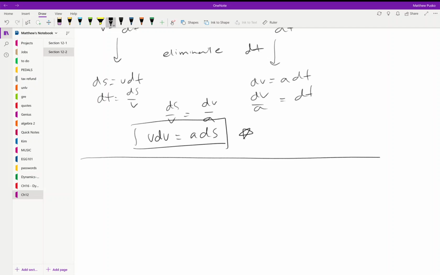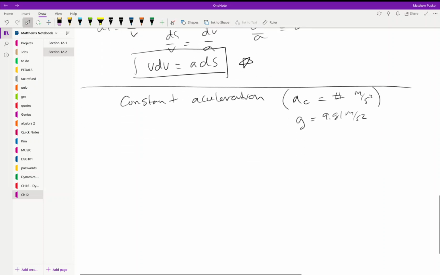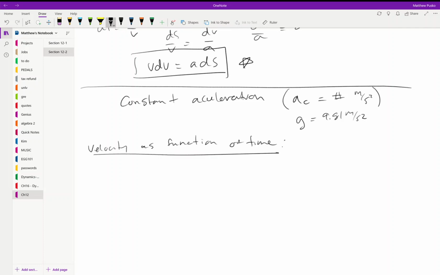First, let's look at constant acceleration. So it's just equal to a number, right? Some number meters per second squared. And this can often be a constant like gravity, which is 9.81 meters per second squared. We are going to derive velocity as a function of time for constant acceleration. You've seen these equations before, but you might not know where they came from.